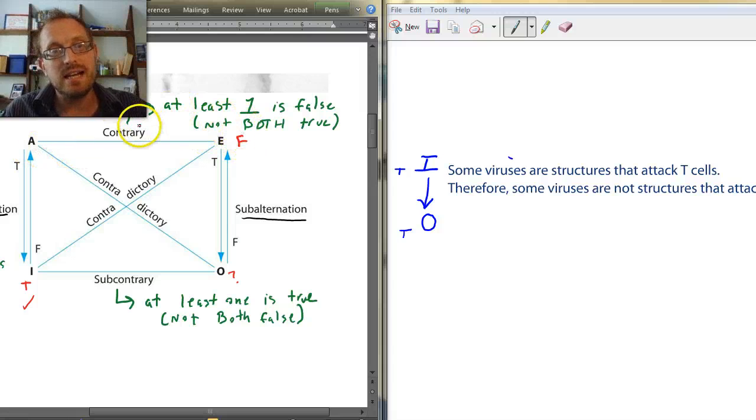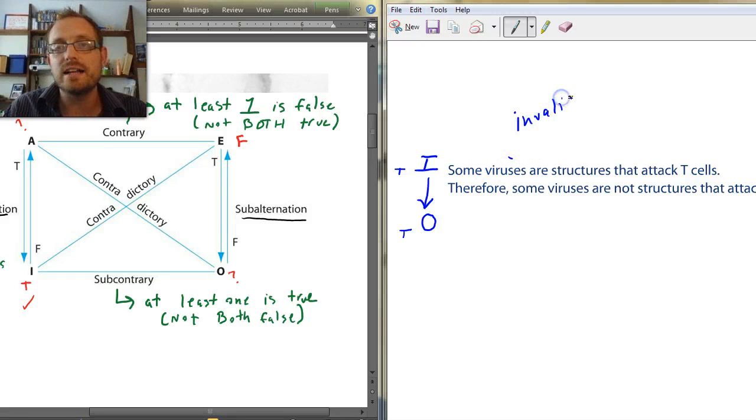Which means that my contrary rule doesn't give me any further mileage to answer it. So the A and the E values are actually undetermined. They're logically undetermined. So if we go back over here and say some viruses are structures that attack T cells, therefore some viruses are not structures that attack T cells, this is actually an invalid inference. It's invalid because it's logically undeterminable from the square of opposition at this point, okay? So this is an invalid inference.